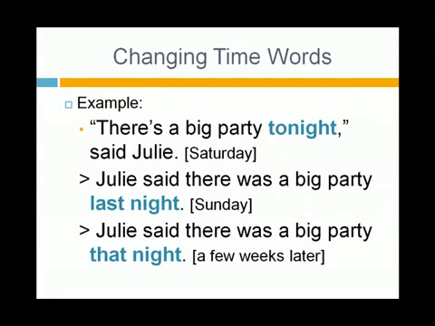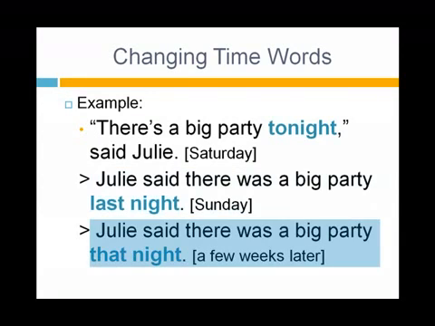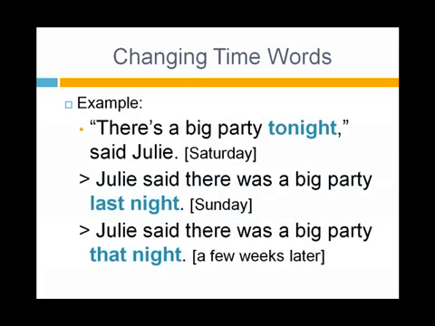Here are two examples of changing time words. Quoted speech. "There's a big party tonight," said Julie. Now she said these words on Saturday. The reported statement on the following day, Sunday, is this. Julie said there was a big party last night. The reported statement a few weeks later is, Julie said there was a big party that night. You need to think logically, ask yourself what is your point of reference, and change the time words appropriately.